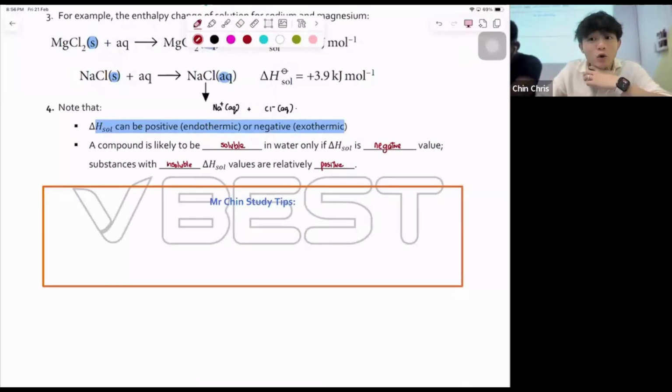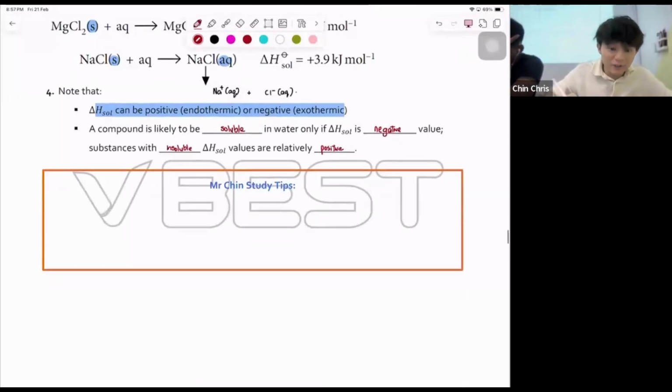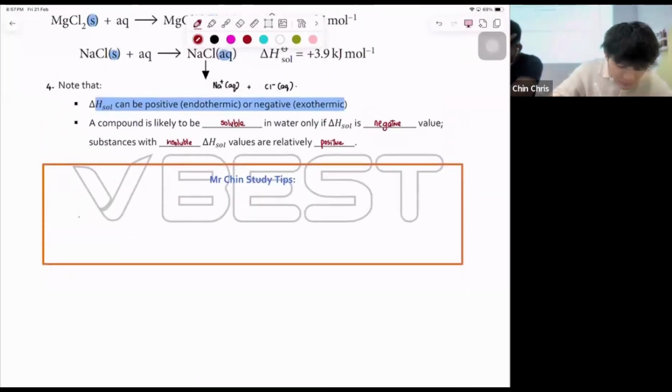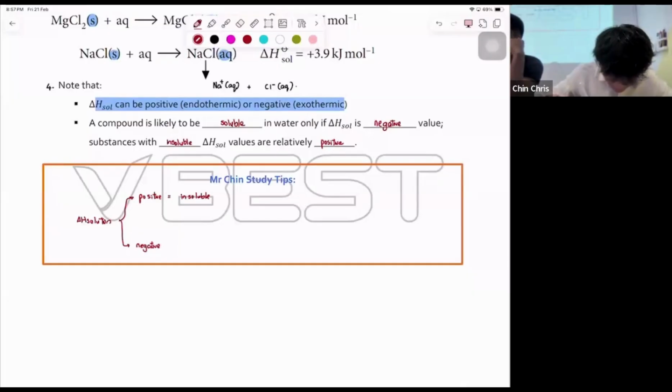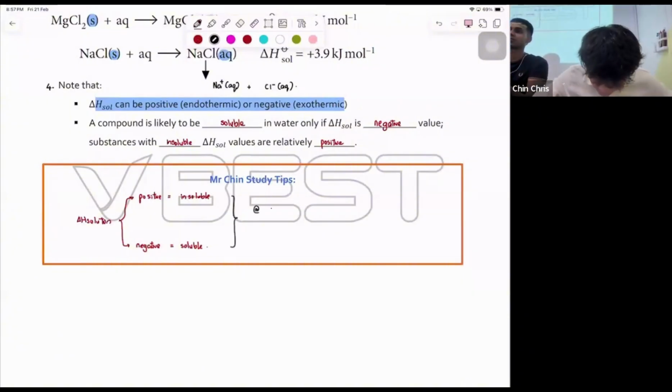Is there a reason behind this? Unfortunately, no. So I want you to put it here: delta H solution. If you see a positive value, it's insoluble. Okay, this is only valid at a specific temperature.